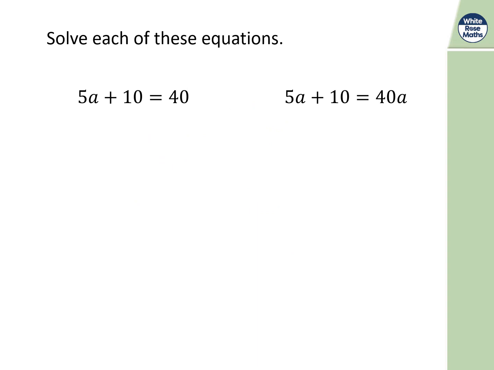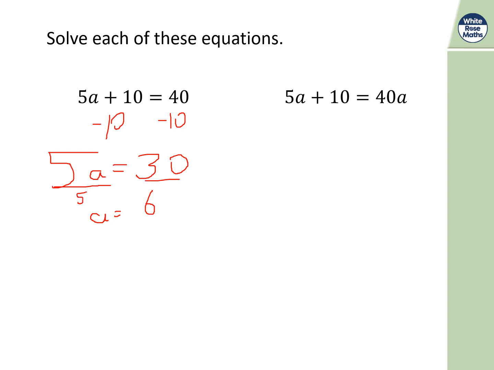Solve each of these equations, so pause the video, guys, and have a go. For this one, I'm going to subtract 10 on both sides first. So I get 5a is equal to 30. Divide both sides by 5. I get a is equal to 6. So divide both sides by 5. We get that a is equal to 6, guys.